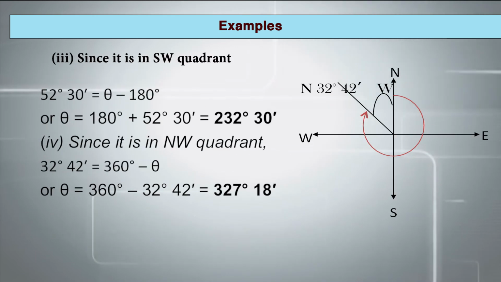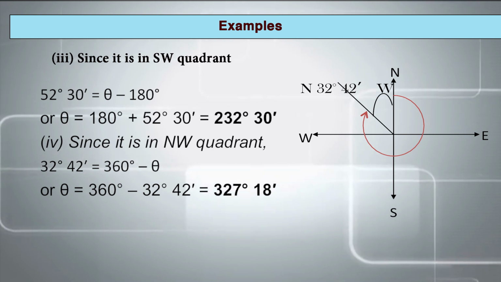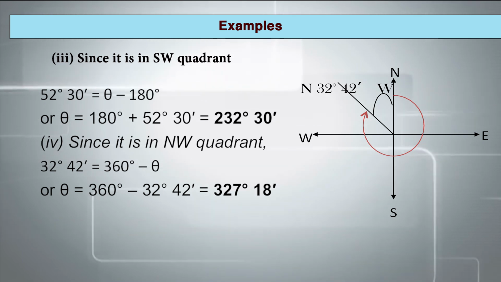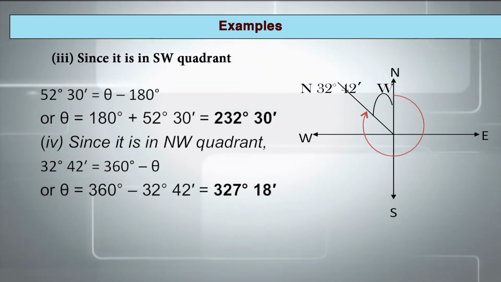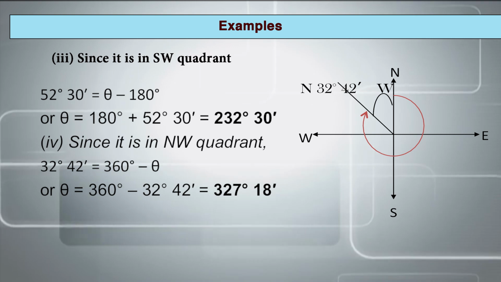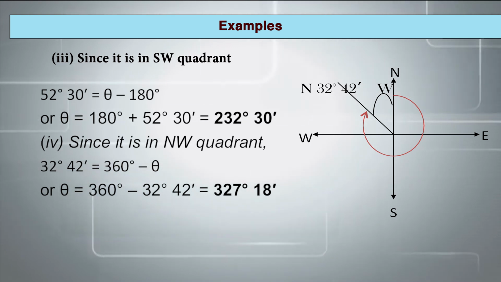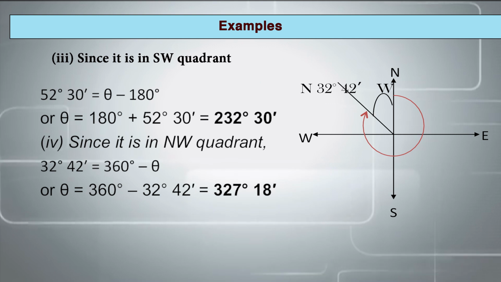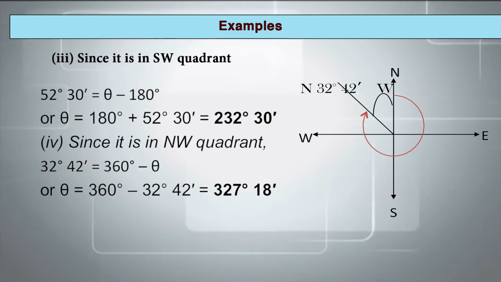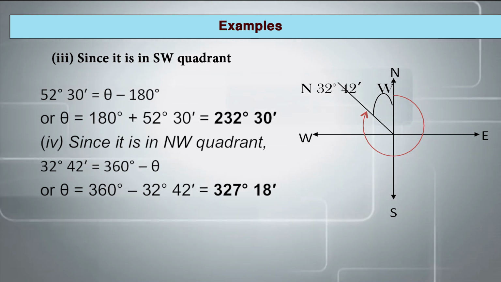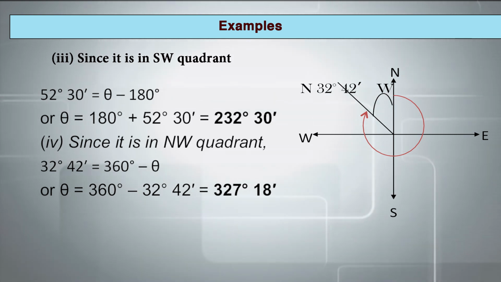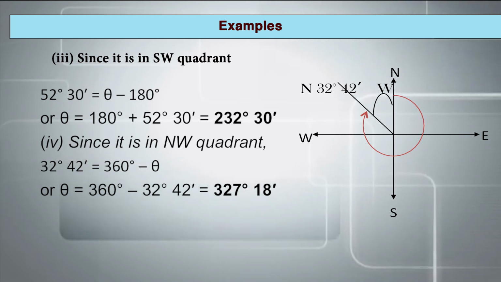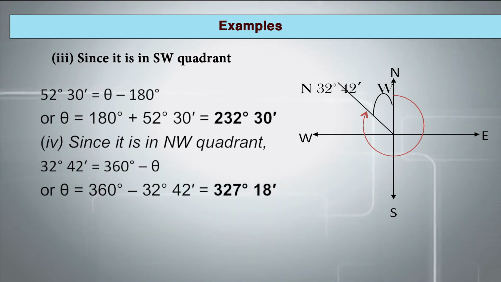Next question is south 52 degree 30 minute west. Since it is in southwest quadrant, theta will be equal to 180 degree plus 52 degree 30 minutes, which will be equal to 232 degree 30 minutes. And our last question is north 32 degree 42 minute west. It is in northwest quadrant, hence theta will be equal to 360 degree minus 32 degree 42 minutes, which will be equal to 327 degree 18 minute. This will complete your question. Thank you.